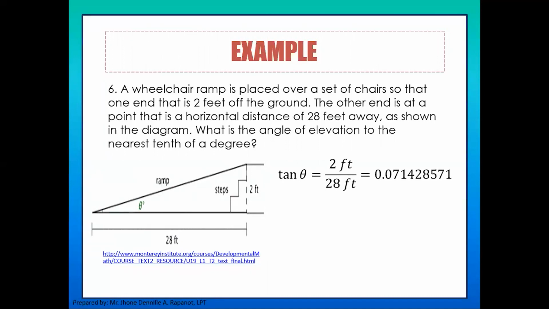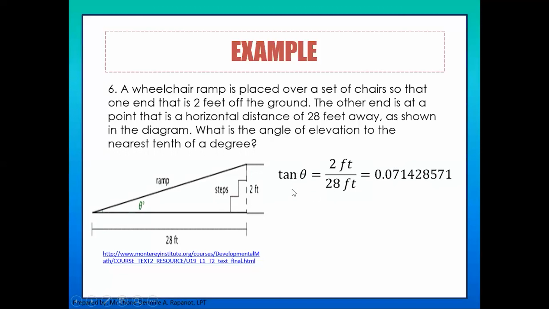So dividing this, we have 0.07142857. Again, as mentioned before, there's no need to round this to two decimal places because this is still not the final answer. We only do that in the final answer. Now, what we're going to do next is transpose tan to the other side, making it tan negative 1 multiplied to this in order to get the measure of angle theta.